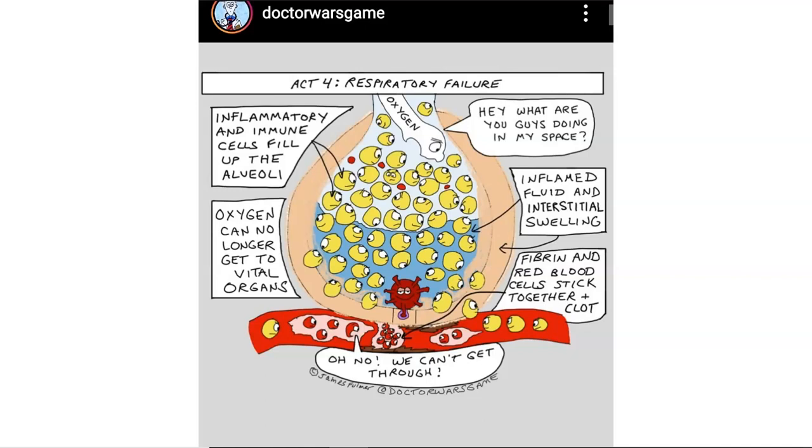So as all of these cells and fluids are flooding into that space, you're damaging the type 1 and type 2 pneumocytes, because the immune response is really like, there's a virus, we got to kill everything, we got to get it out of here. But unfortunately, that makes that alveolar space non-functional, and we need to be able to get oxygen.